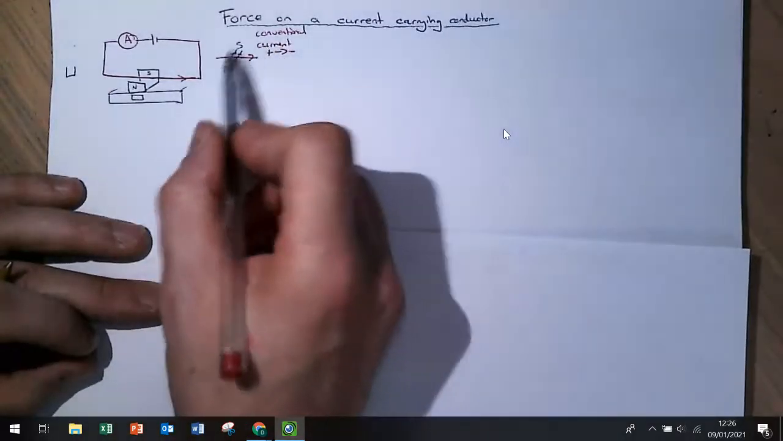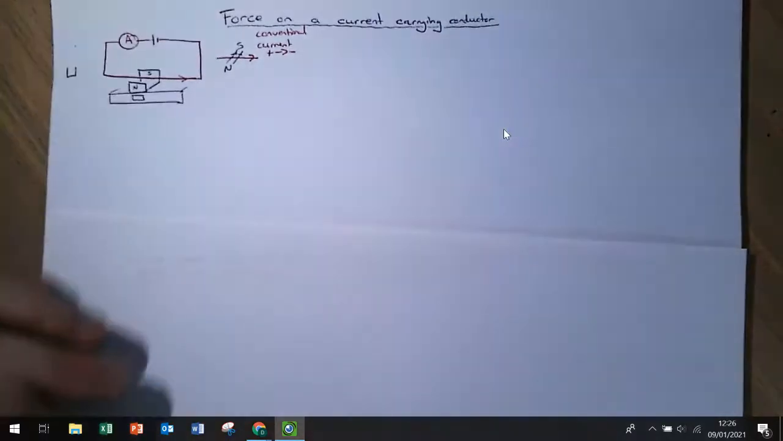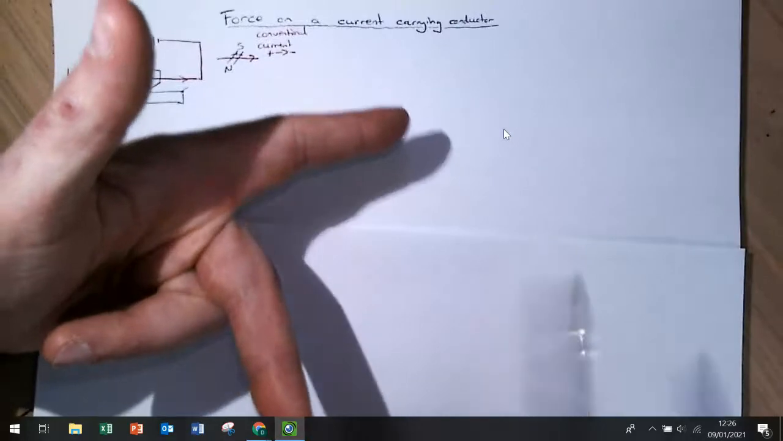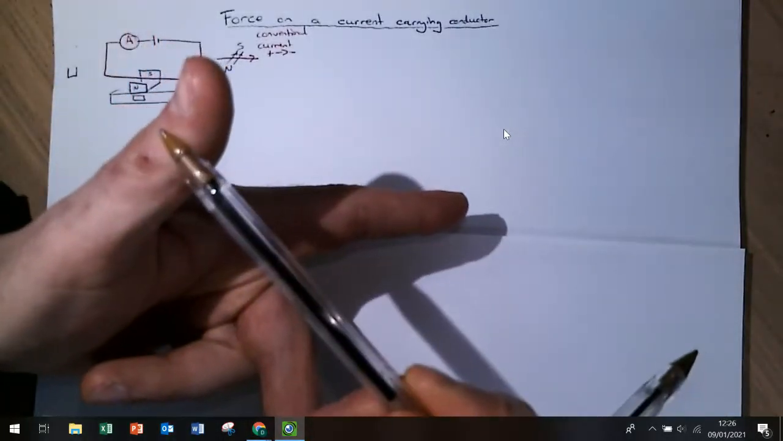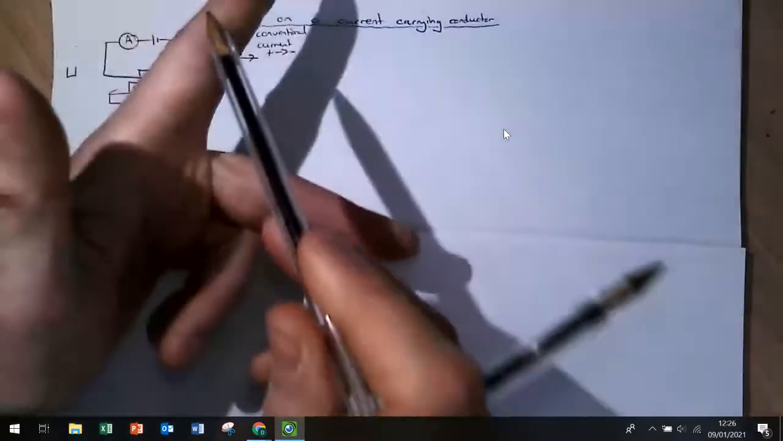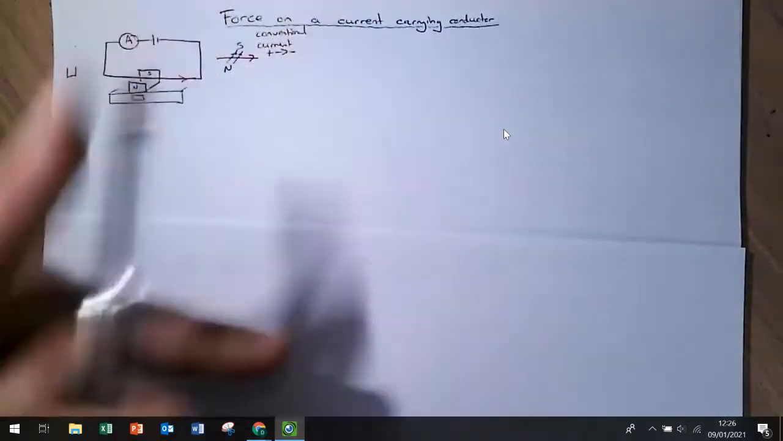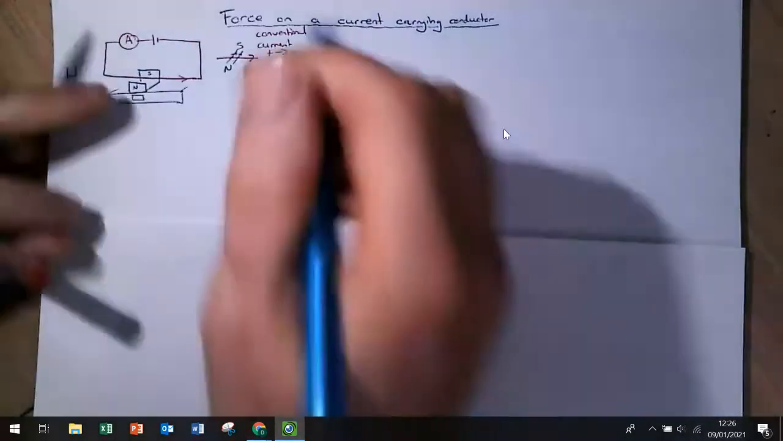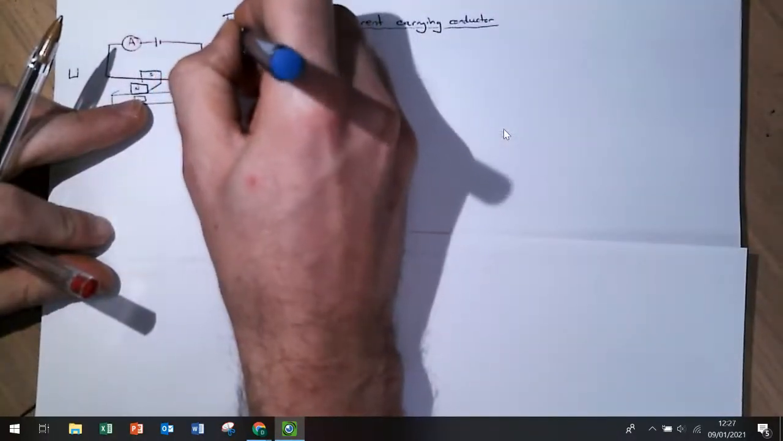As to what direction the force will be, we need to use Fleming's left-hand rule, and I've made another video on this. So our thumb is the force or the motion, the first finger is the field, and the second finger is the current. So we've got field going this direction, current. So the force in this example here will be up.